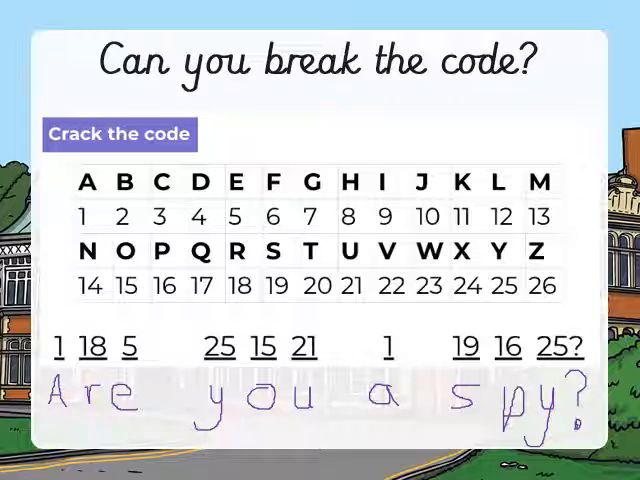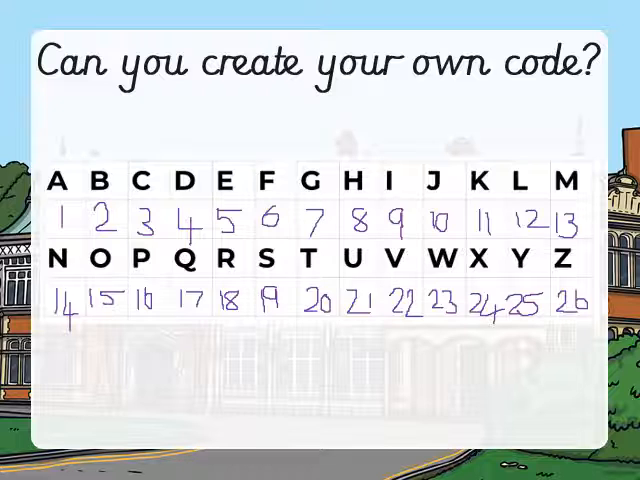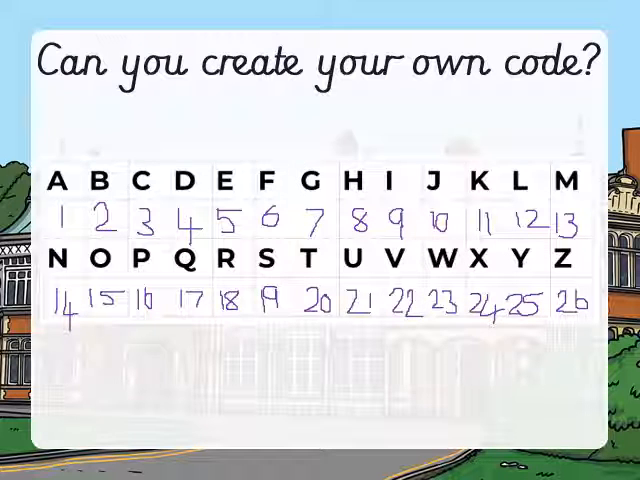Did you get it right? If you didn't, that's fine. If you did, well done. So what you're going to do is see if you can create your own code. So last time in the code we had A is 1, B is 2, C is 3, D is 4, E is 5, all the way up to 25. So in your booklet, see if you can write the alphabet like this and underneath write the numbers. So here we go. I've put all the numbers in under the letters. So this is what your page should look like.